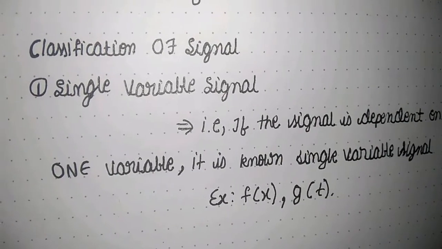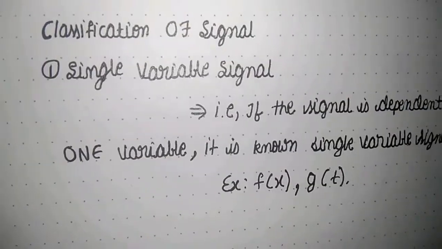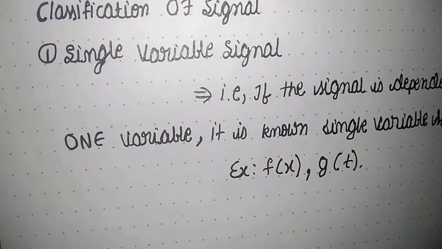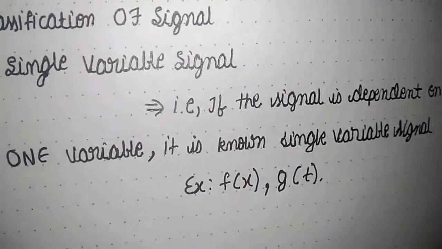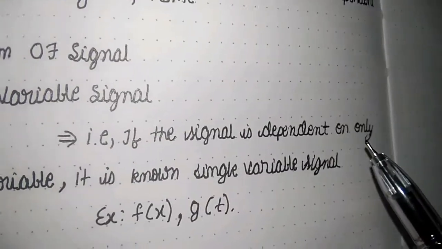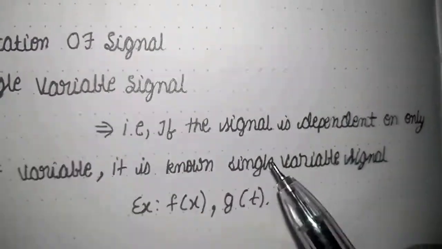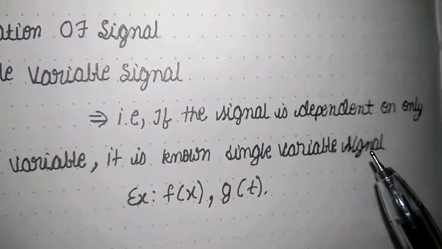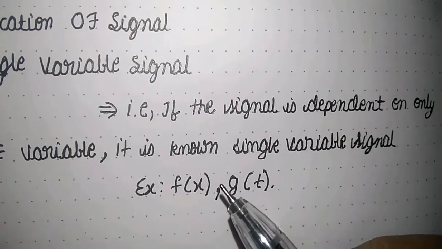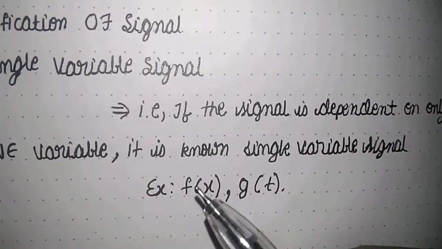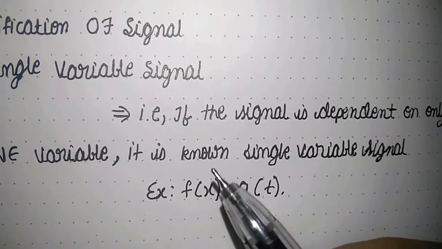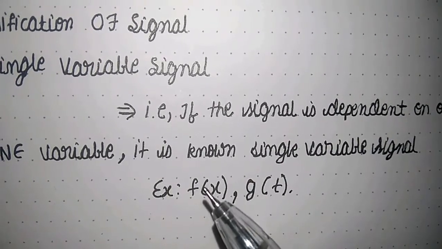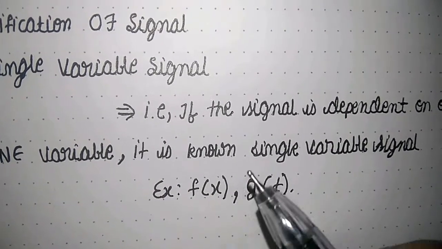Next, we are going to discuss the classification of signals. Friends, there are two types of classification of signals: single variable signals and multivariable signals. First, we will go through single variable signals. If the signal is dependent on only one variable, it is known as a single variable signal. For example, f of x, g of t. Here f is the signal and x is a variable, and this signal is dependent on this variable, so it is known as a signal. That means this equation describes a signal.